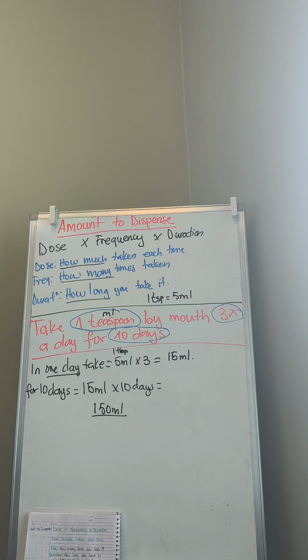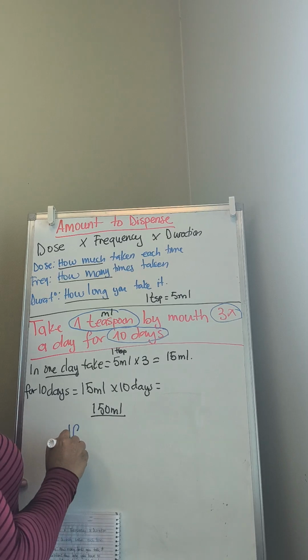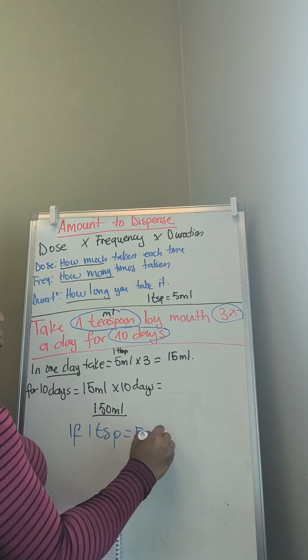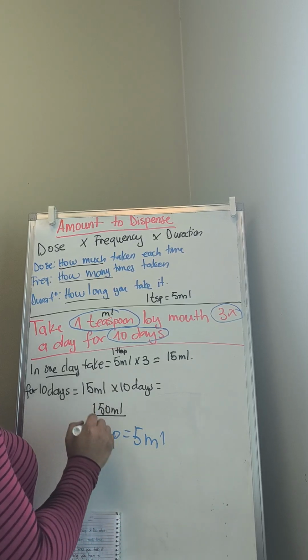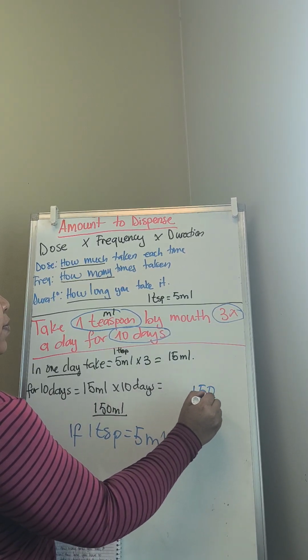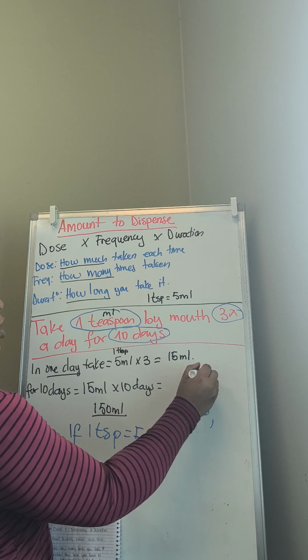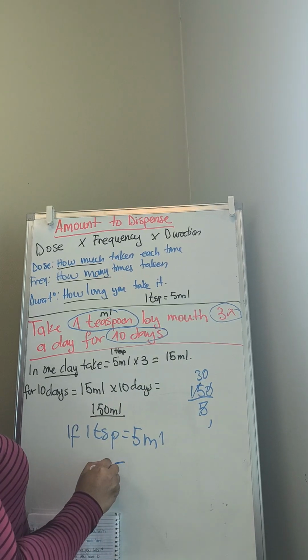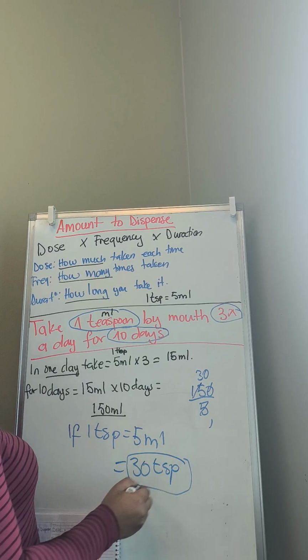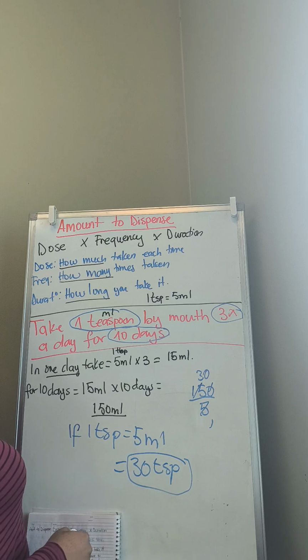Okay? And if I tell you to convert this, because your teacher might say the doctor is giving you 150 milliliters, convert this into teaspoons. If 1 teaspoon is equal to 5 milliliters, then the whole amount, which is 150 milliliters, divided by 5, should give you 30. This would be equal to 30 teaspoons. So in 10 days, this person is going to take 30 teaspoons.